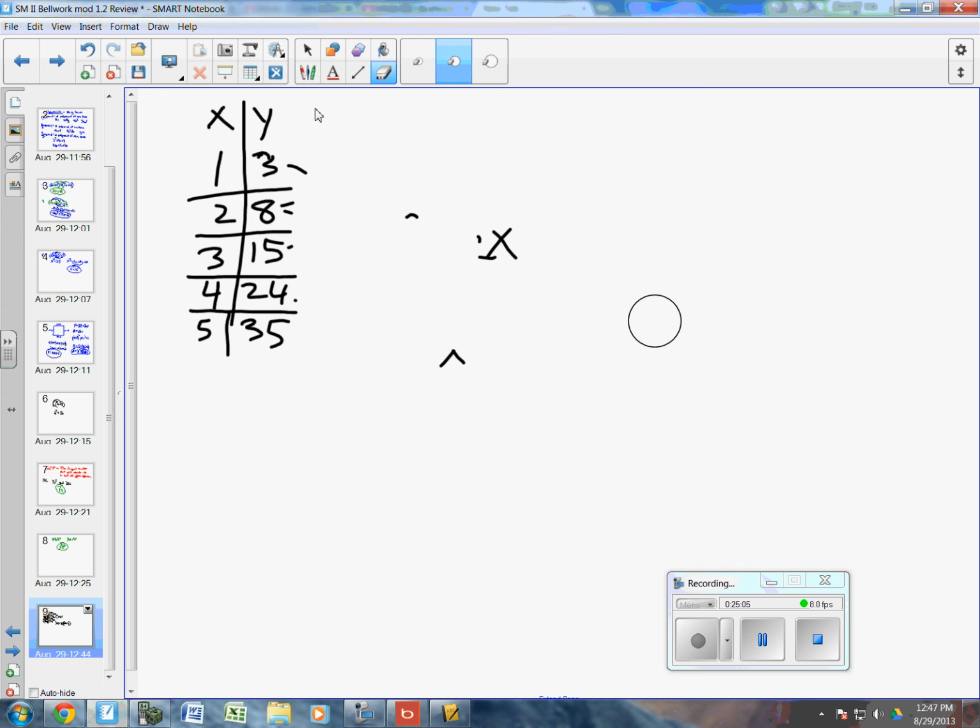Circle it and hit the middle. Yes. Okay.